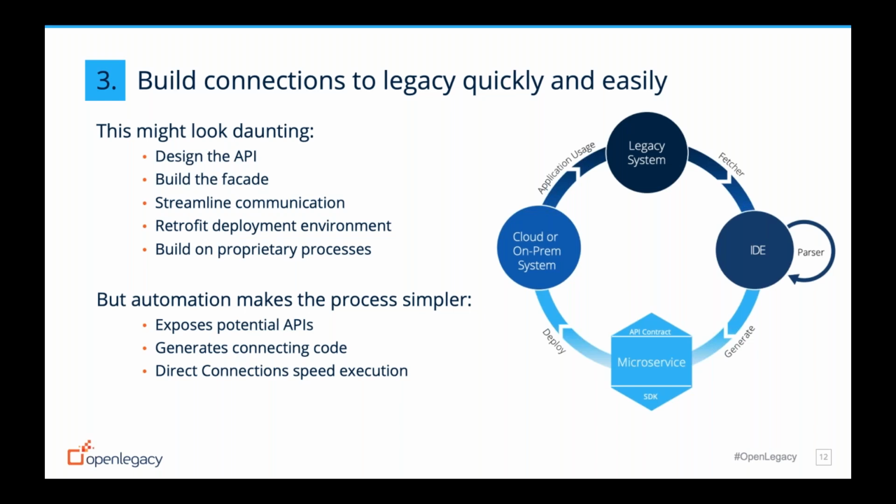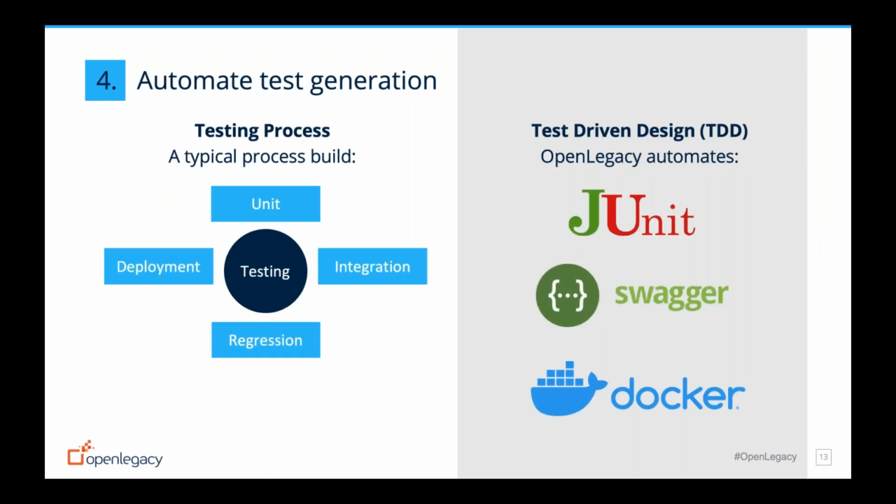We think of this as starting with a legacy system over here and using a fetcher to actually pull the information into the IDE, which then parses that information, and then we can generate the microservices, or by the way, we could even generate serverless Node.js if you prefer that, and then deploy it directly into a cloud or on-prem system very easily, and then use it where it connects directly to the legacy system. So that's a whole process that makes it very easy for you to streamline and make it a lot faster. Now I'm going to hand over to Zeev to talk about automatic test generation, which is another key part of this whole process.